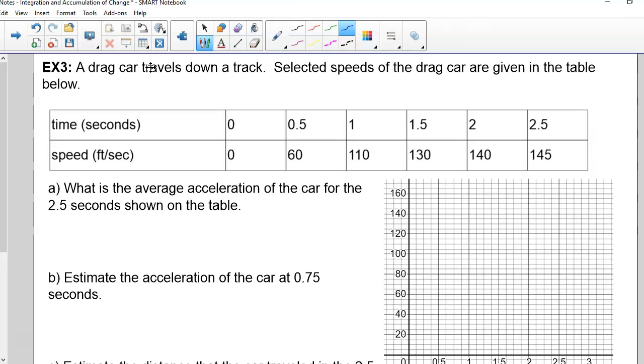Any ideas? Alright, let's use our units to help us on this also. Okay? What are the units for acceleration if we've got seconds and feet per second? What would the units be? Feet per second per second. So feet per second per second. Right? So we want to know how many feet per second the car was going every second. When we want to know the average acceleration, we're not looking at just one single point, we're looking at overall, right?